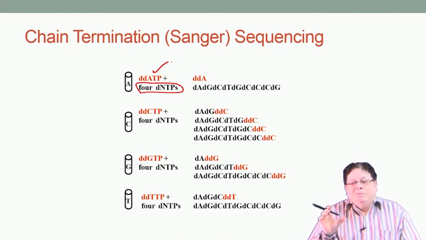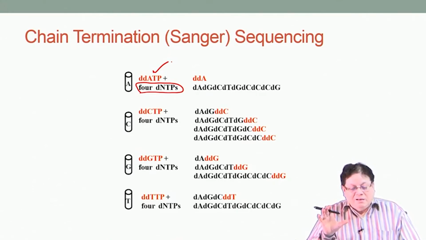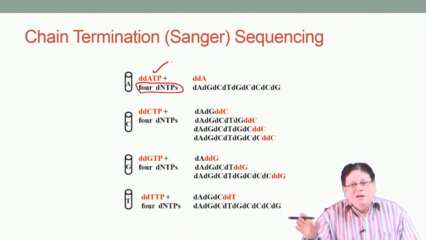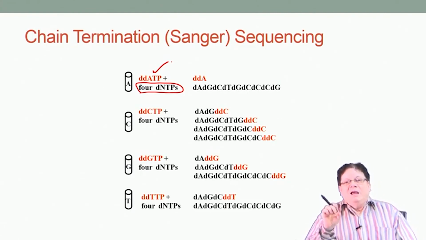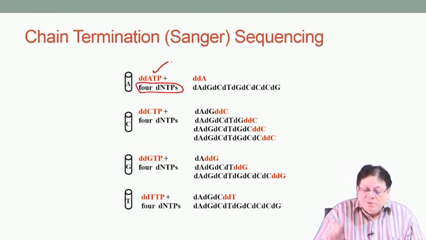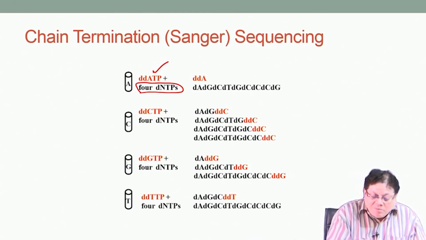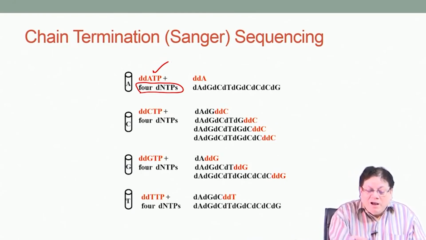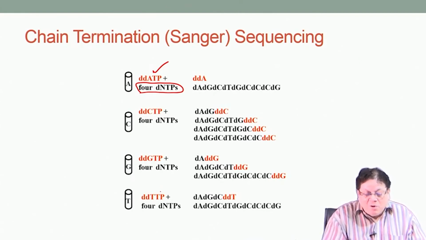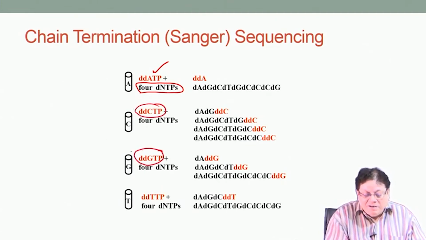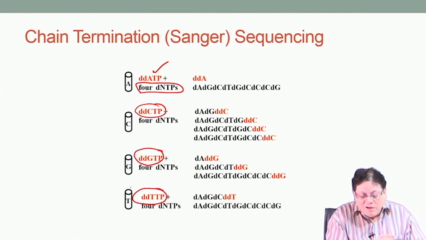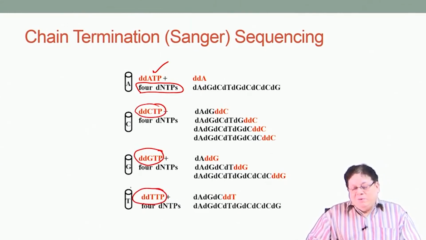There is a possibility of termination. I am not saying that it will always terminate. Some will take the correct A and that will proceed forward, but where the enzyme picks up the wrong A, that means the dideoxy, then the chain will terminate. So, there are 4 Eppendorfs now. What is the difference between the contents here? In one I added ddATP, in the other I added ddCTP, in the third one I added ddGTP, and in the fourth one I added ddTTP. Okay.